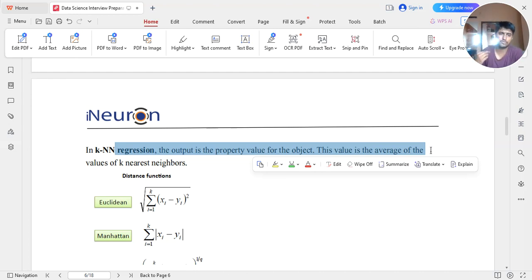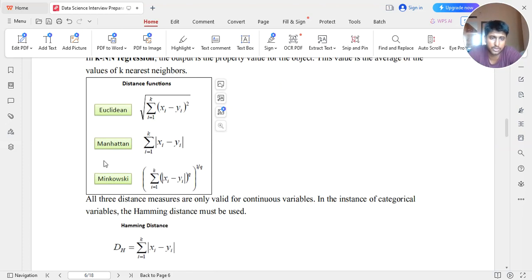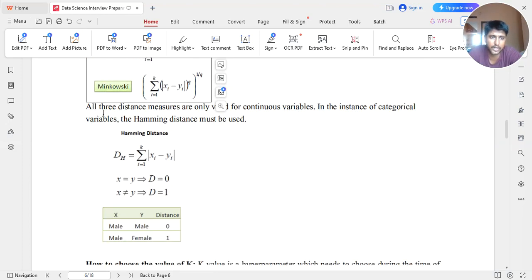So you will be finding the distance functions, such as Euclidean distance: the square root of (x2 minus x1) the whole square plus (y2 minus y1) the whole square. This is the equation you will use, and these distances are only for continuous variables. For categorical variables, the hamming distance must be used.